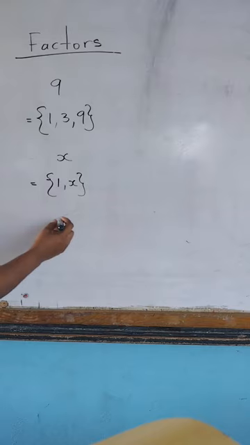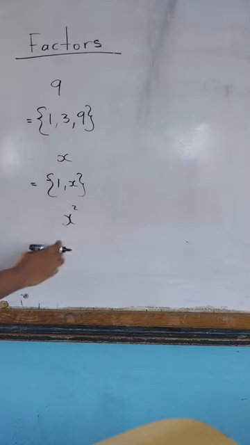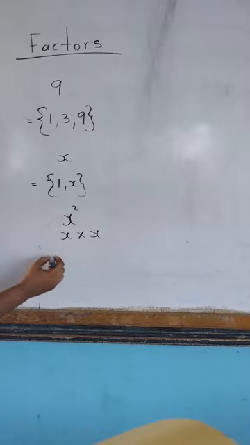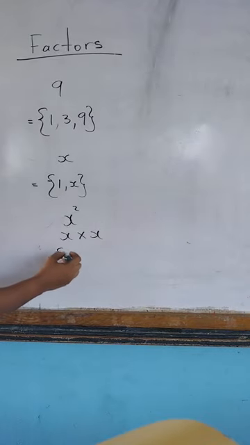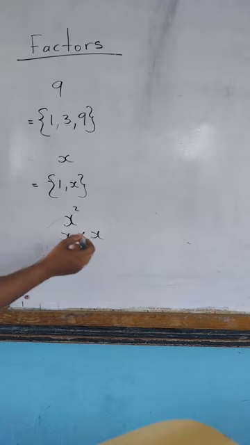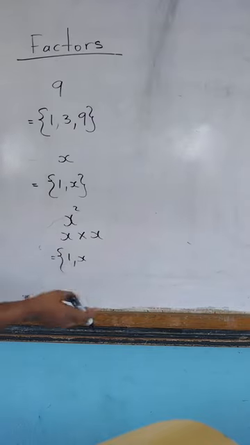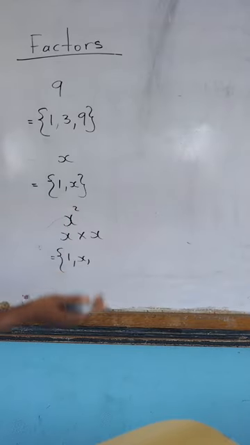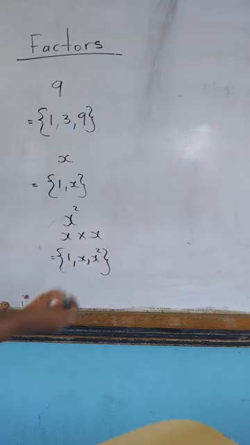Now what if we go a little bit further and look at the number X squared? What do I know about X squared? Remember that X squared means X is multiplying itself. If I want to list the factors of X squared, I'm looking at it in parts. The first factor is 1. Another factor is X, because X will be able to go into X squared without leaving a remainder. Also, X squared is able to go into itself without leaving a remainder, which means that X squared must also be a factor.